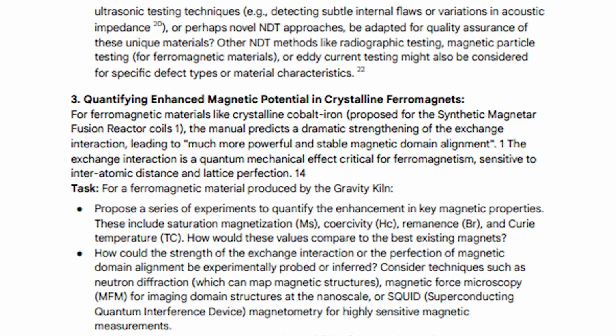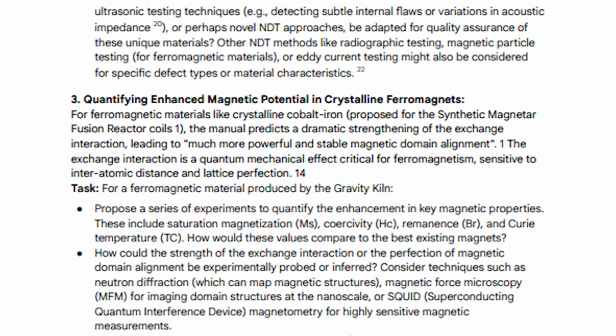3. Quantifying enhanced magnetic potential in crystalline ferromagnets. For ferromagnetic materials like crystalline cobalt iron, proposed for the synthetic magnetar fusion reactor coils, the manual predicts a dramatic strengthening of the exchange interaction, leading to much more powerful and stable magnetic domain alignment. The exchange interaction is a quantum mechanical effect critical for ferromagnetism, sensitive to interatomic distance and lattice perfection.